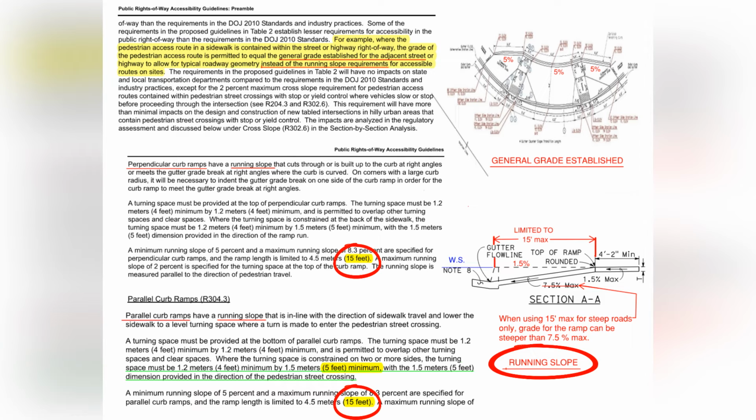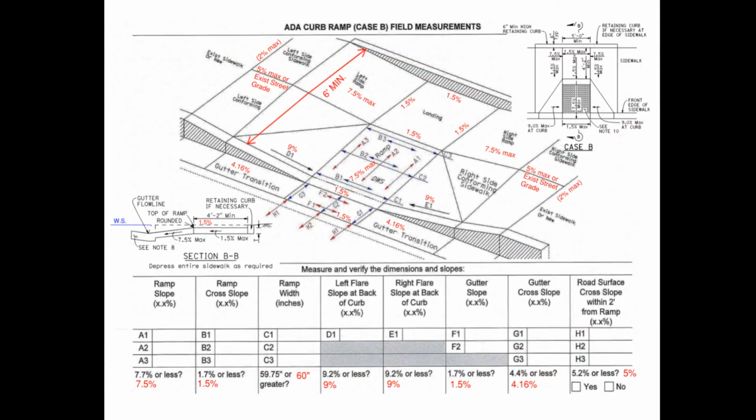This is the only time the running slope can be over the as-built 8.33%. I normally avoid this whenever possible when designing a running slope grade, but it is an acceptable solution and normally only used for mountain roads.